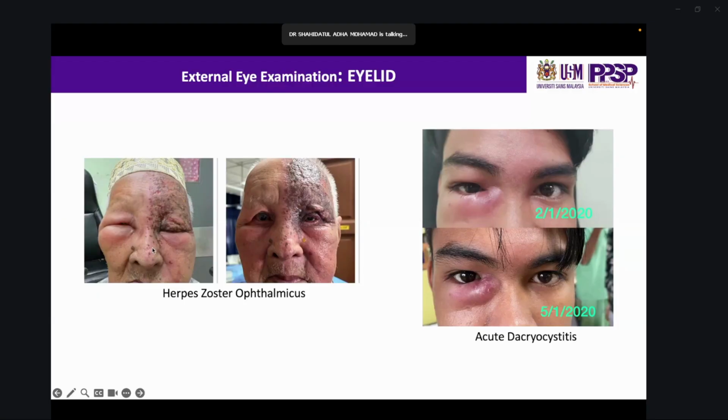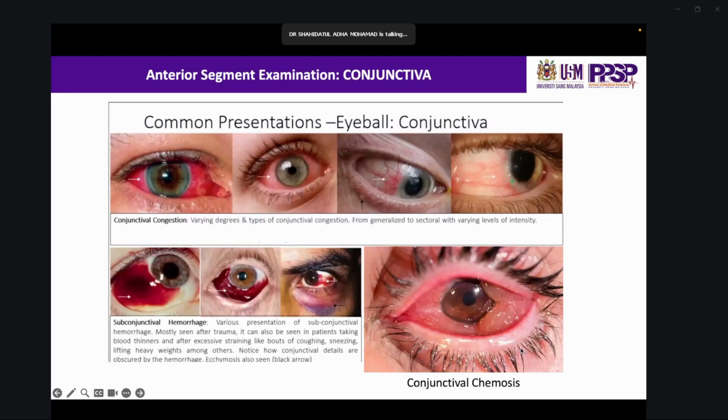So in these kinds of cases, you need to refer to us because we have to examine the optic nerve function as well, because the risk of extension to the optic nerve as well as intracranial is very, very high. And on the right image is middle canthal swelling. All right, so you can see the middle part of the eye is actually swollen, involving the lower lid as well. This is the case of acute dacryocystitis.